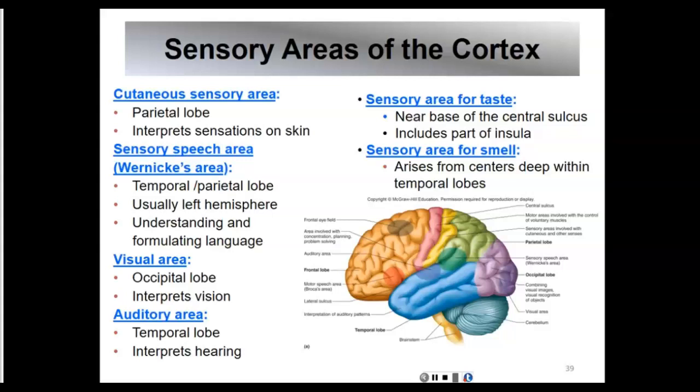The auditory area is over the temporal lobe right here, and it interprets hearing. The sensory area for taste is near the base of the central sulcus, and the central sulcus is this line right here between this yellow and pink gyrus, and it includes part of the insula. The sensory area for smell arises from centers deep within the temporal lobe.